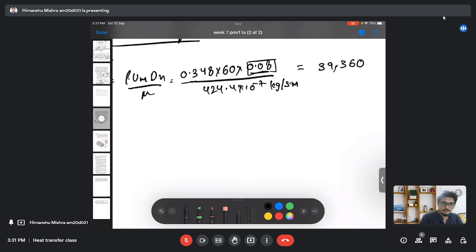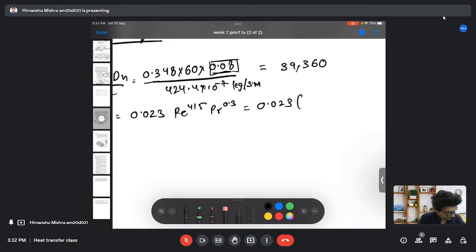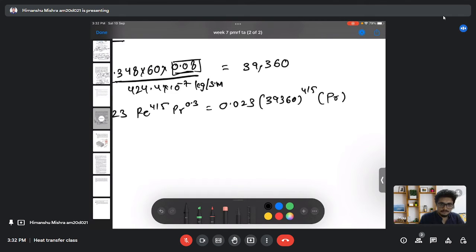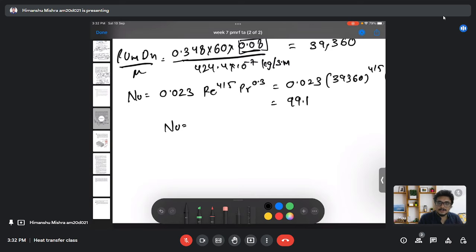So now we will be using the Nusselt number correlation for the turbulent flow profile. We will get the Prandtl number from the properties of the flow, which is 0.76 for the gas, usually 0.76 for gaseous flow. On solving this, we will get the Nusselt number close to 100. And we know that the Nusselt number can be written in terms of the heat transfer coefficient.